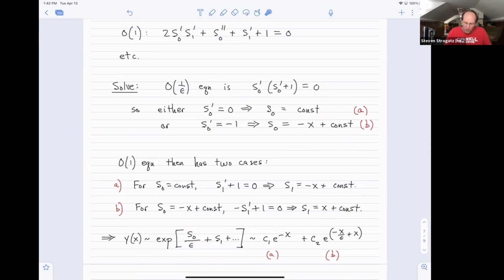Because I want to reserve C1 for this term right here. I don't want to start counting C1, C2, C3, C4. The only constants that matter are these at this stage. This multiplicative constant times the e to the minus x that comes from this S1 being negative x. So that's what case A boils down to. And then case B gives me this. There's one term. This comes from the S0 term, the negative x over epsilon. And this term, the x, with a positive sign, comes from S1 in case B.